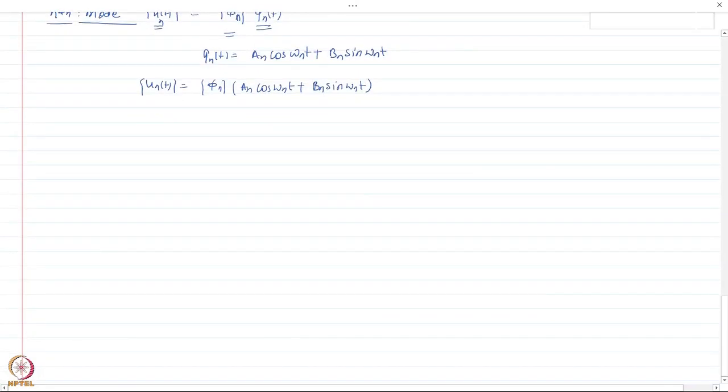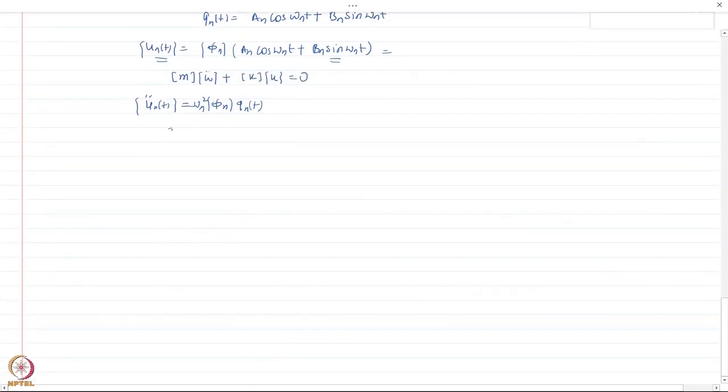Okay, and our equation of motion for free vibration is this. So what we are going to do here is take this and substitute it in this equation of motion. Now, if I double differentiate this term, let us see what we get. u_n double dot of t would be equal to phi_n times, if this is differentiated twice, the same function times minus omega_n squared. So I'm going to write minus omega_n squared times here, and this becomes q_n(t). So I'm going to substitute that here.